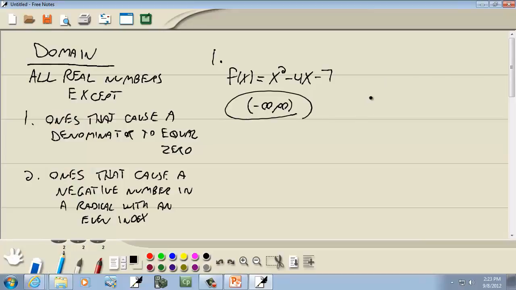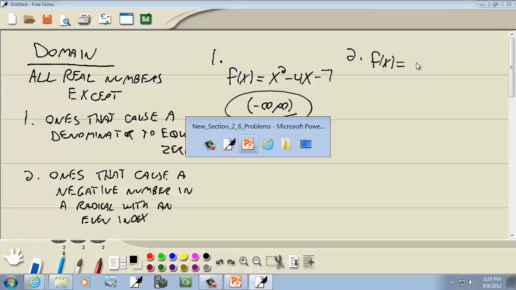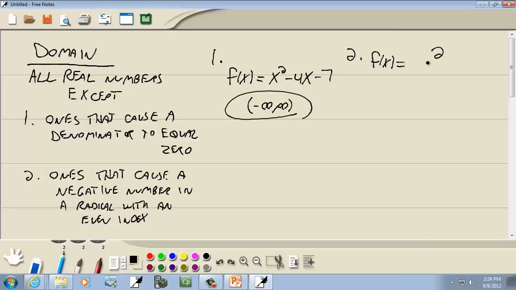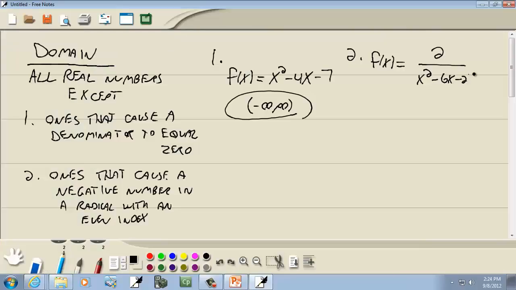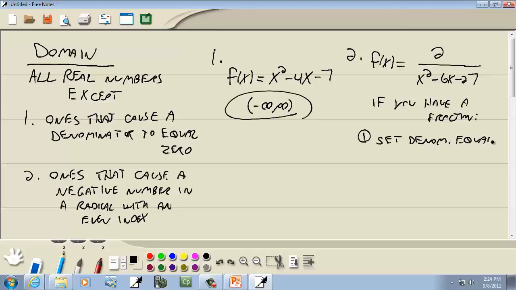Let's take a look at one with a fraction. We have f of x is equal to 2 over x squared minus 6x minus 27. Same instructions, find the domain. Now if you have a fraction, and this is for finding a domain, first thing we're going to do is set the denominator equal to 0 and solve.